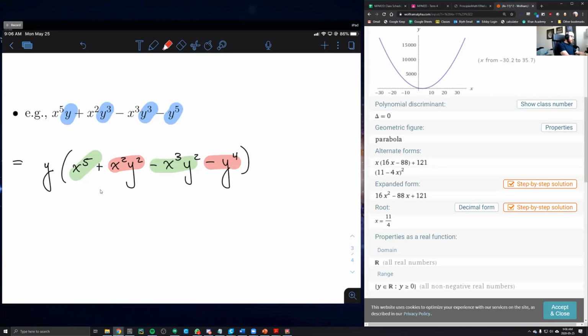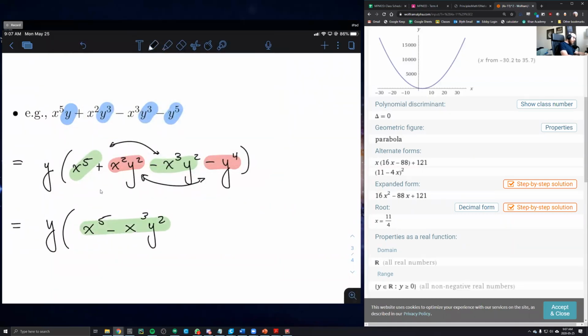Okay, I know this seems kind of weird. I'm actually just going to rewrite this, but I'm going to rearrange it. So I'm going to put the 2 green terms together, and I'm going to put the 2 red terms next to each other, just to help us visualize this a bit better. So I have x to the power of 5 minus x to the power of 3 times y squared. Those are my green terms.